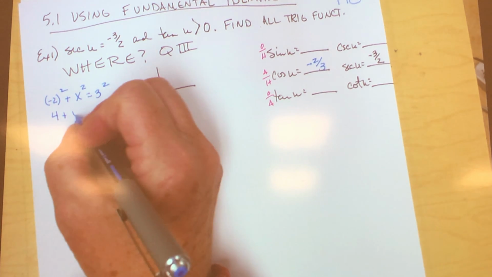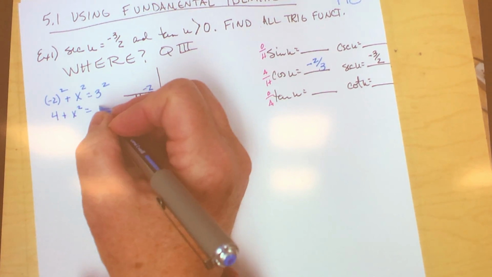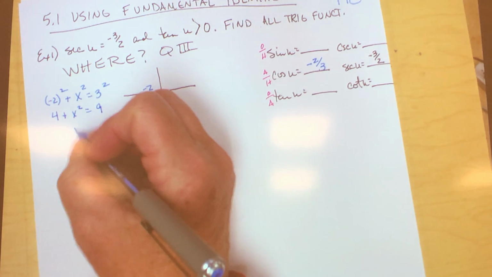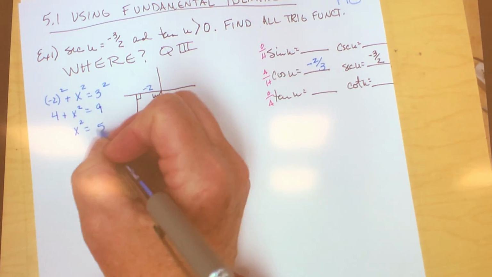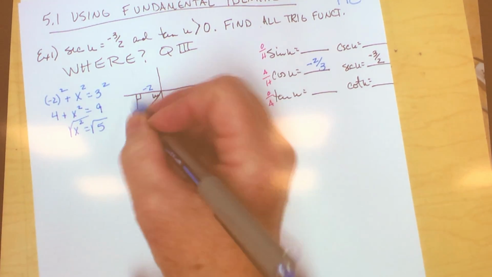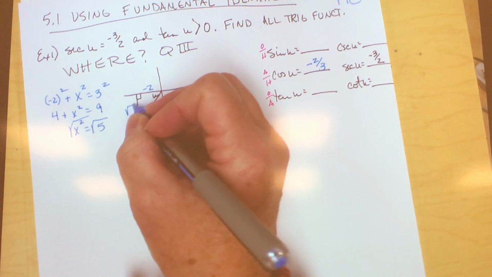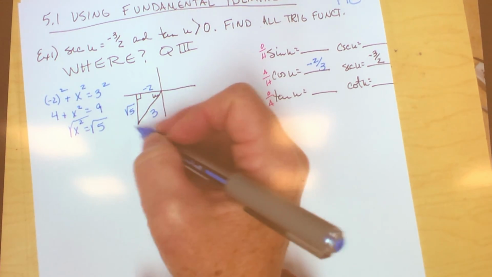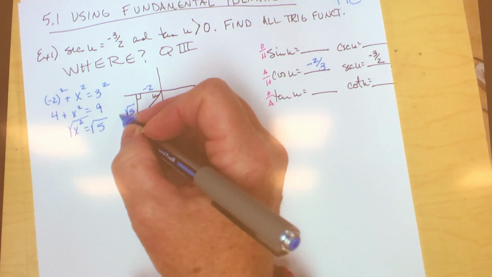4 plus x squared is equal to 3 squared, which is 9. Subtract the 4 from both sides, and x squared is equal to 5, so what's x? Plus or minus the square root of 5. Now, it's going down, guys. I'm in the third quadrant. What is it? Negative.